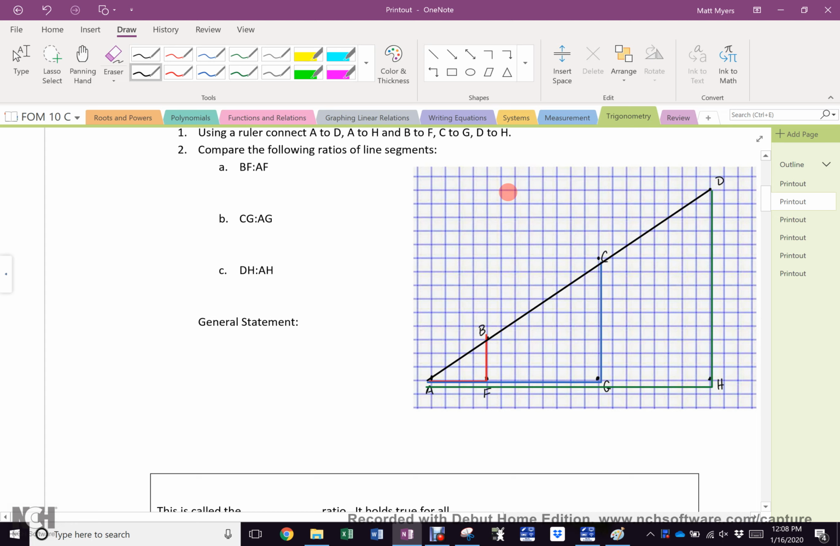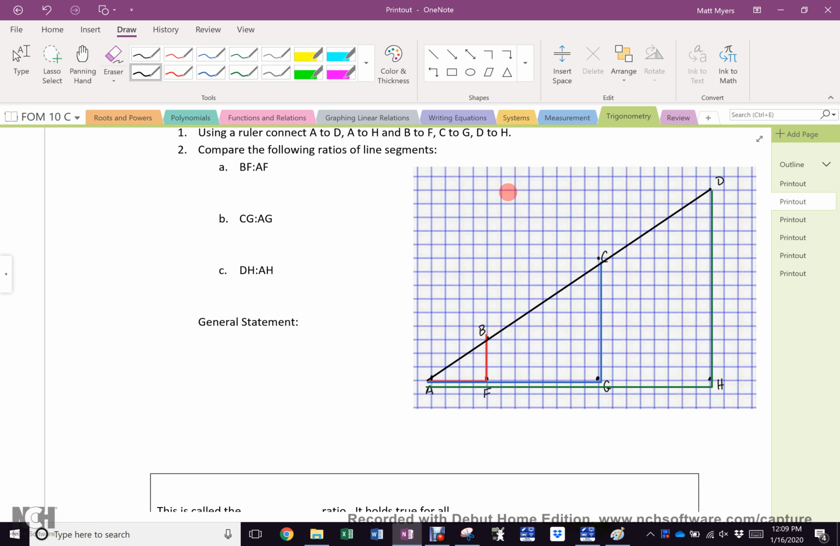Now, you will notice B to F, B to F, right there, yes, in red? How long is that? 3. Excellent. A to F, right there in red. How long is that? 4. Everybody agree? Easy peasy lemon squeezy, yeah?